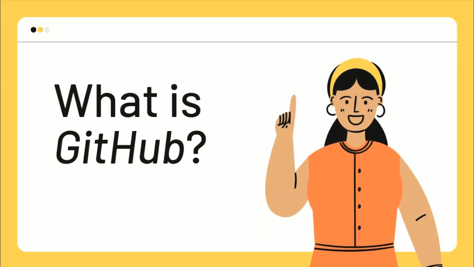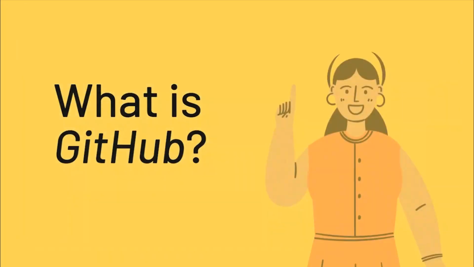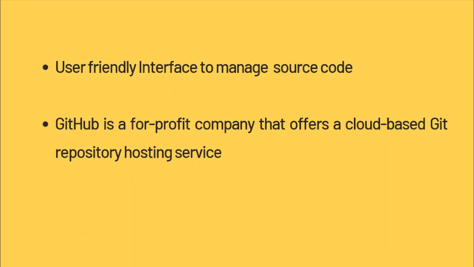So what is GitHub? GitHub is a user-friendly interface to manage source code. GitHub is a for-profit company that offers a cloud-based Git repository hosting service. That means GitHub is a cloud-based Git repository management tool. So now the question is, what is Git, and how will Git work in GitHub?